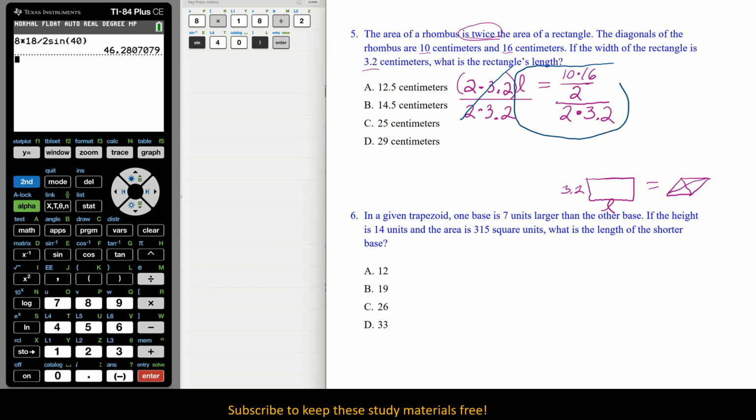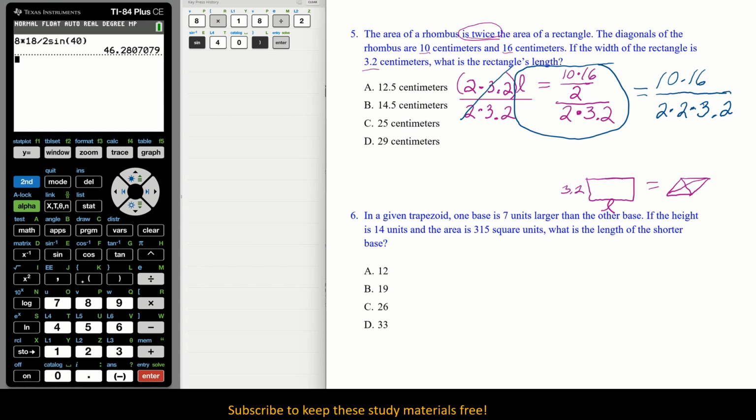And true, I could rewrite it. If I rewrote it, I would get 10 times 16 times 2 times 2 times 3.2. We could try it both ways if you don't believe me. It'll all come out in the end, okay?